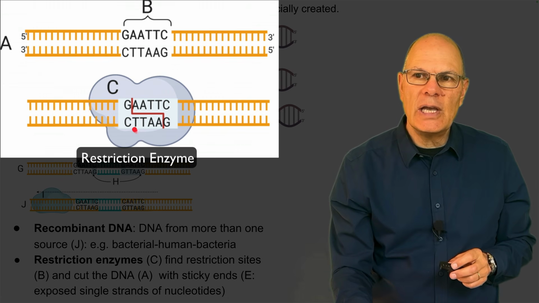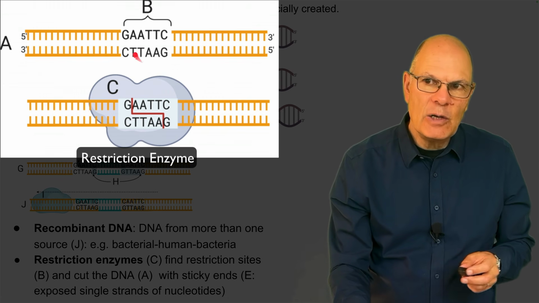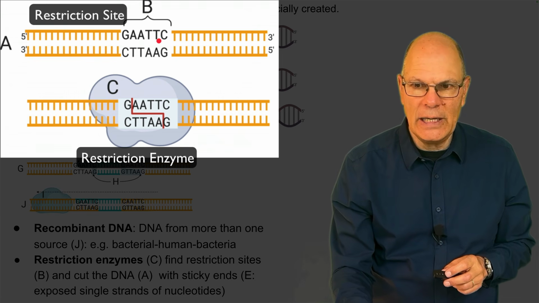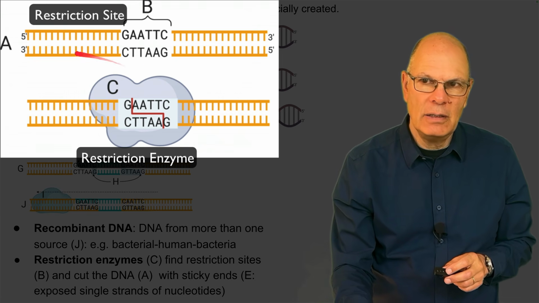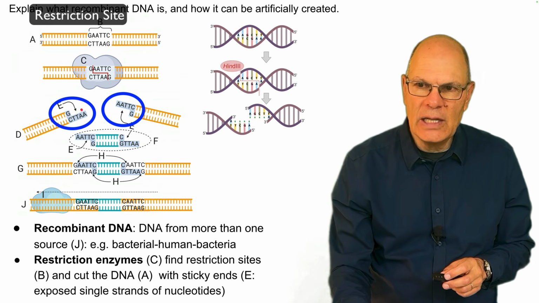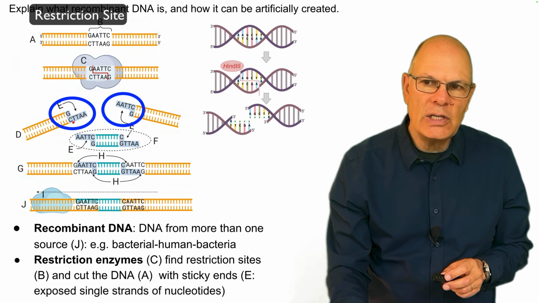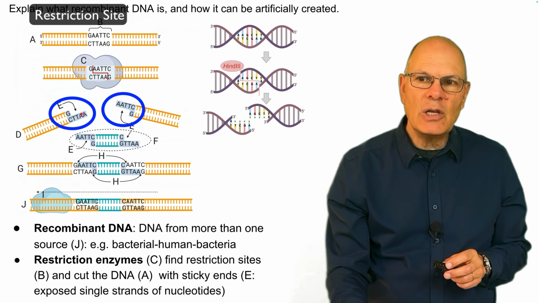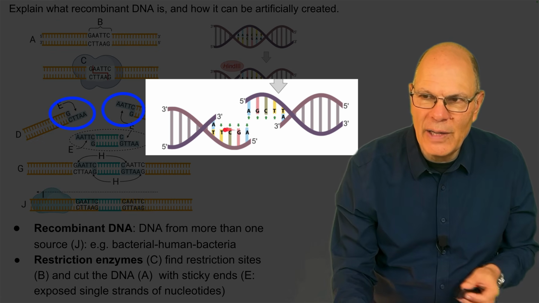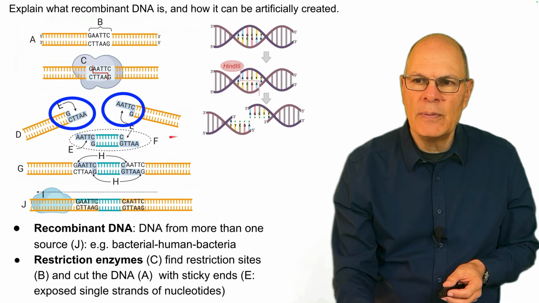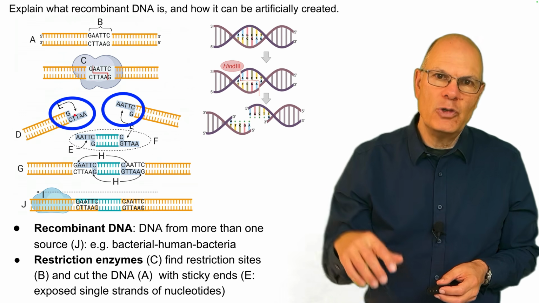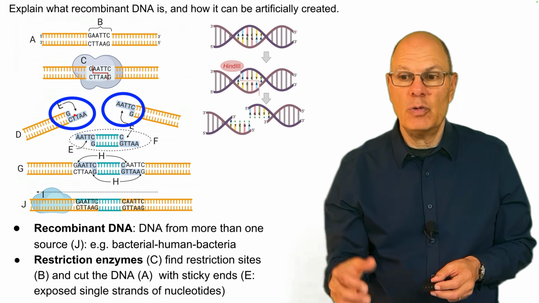What these restriction enzymes do is they find sequences of DNA that are called restriction sites. So here's one at B, and they cut the DNA, here's the DNA, with sticky ends. And you can see these sticky ends over here. Those sticky ends are exposed single strands of nucleotides. You can see that over here in this diagram that shows the DNA double helix. And those single strands are able to form hydrogen bonds with complementary bases.